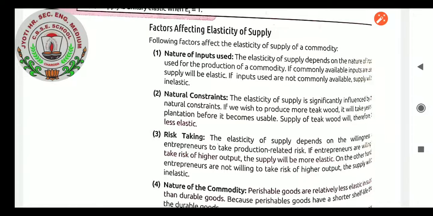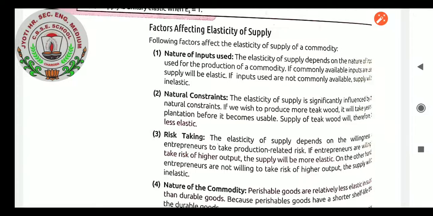Natural constant. Students, the elasticity of supply is significantly influenced by natural constants. If we wish to produce more teak wood, it will take years of plantation before it becomes usable. We know teak wood is not easily available. It needs years and years of time to plant, and then it will be dried, and then we can get it. So it is a natural constant, a process which we cannot rush. So supply also depends on the natural constant. Supply of teak wood will therefore be less elastic. Okay, it is not inelastic, but it is less elastic.